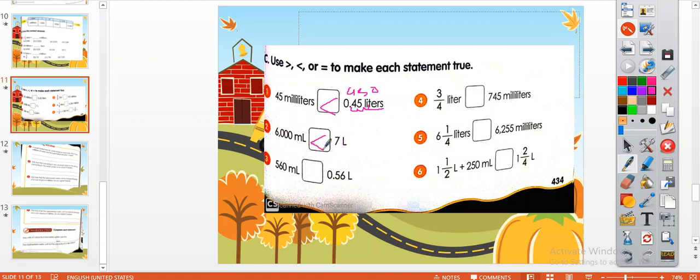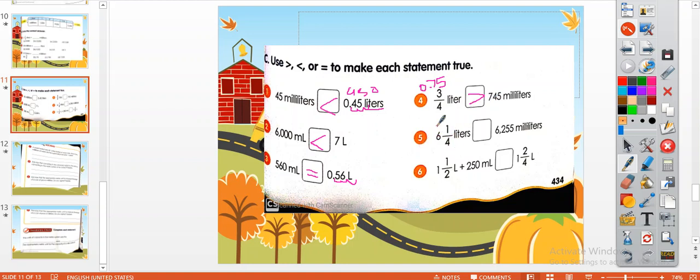So this is bigger. And here you're going to move this 3 times because you're multiplying by 1,000. They're going to be equal. Then here 3/4 liter and 745 milliliters. 3/4 is 0.75. Yes. Then move it 3 times. That's 750. So this is bigger.